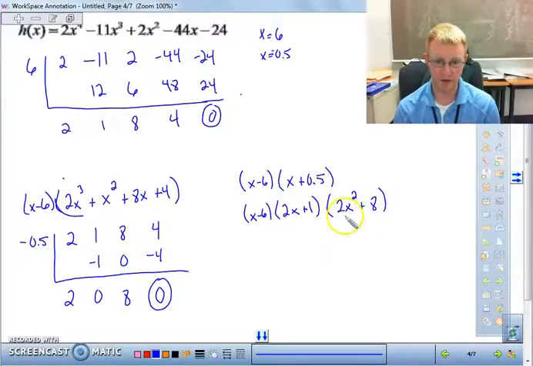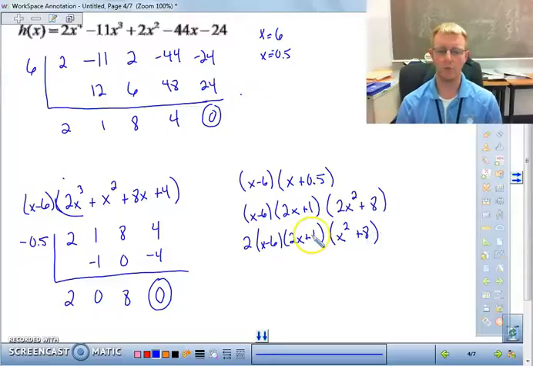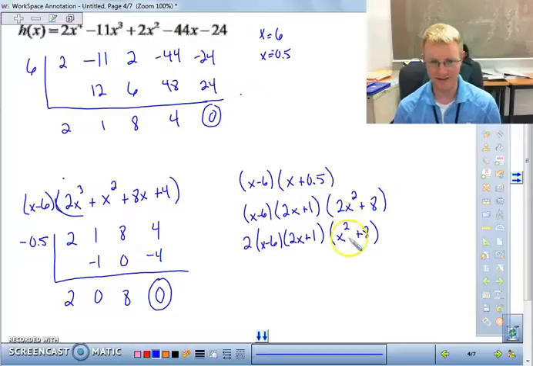Now, it looks like we can factor a 2 out of this. So I'm going to factor a 2 out. Notice how I always put the number out front. That makes the most sense. And then what we're left with on the inside is x squared plus 8.